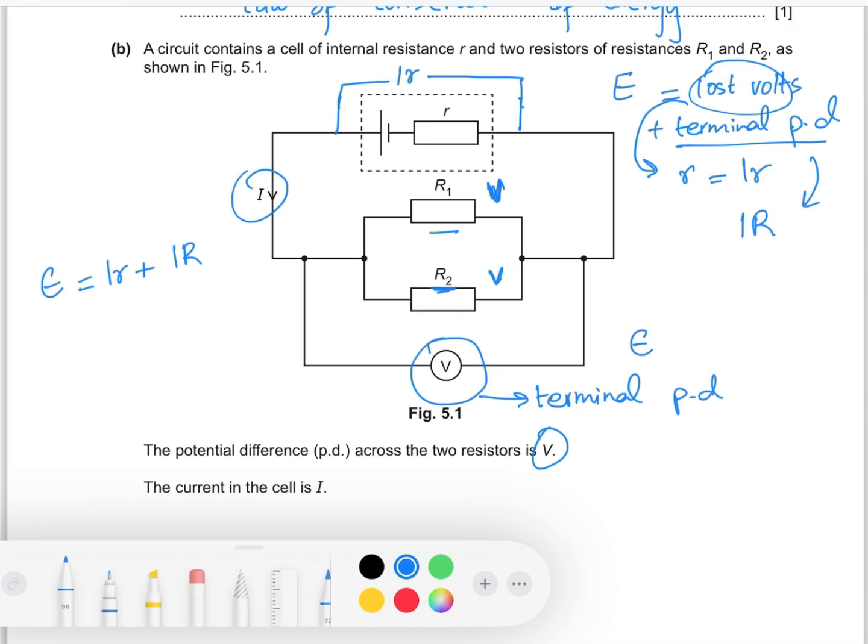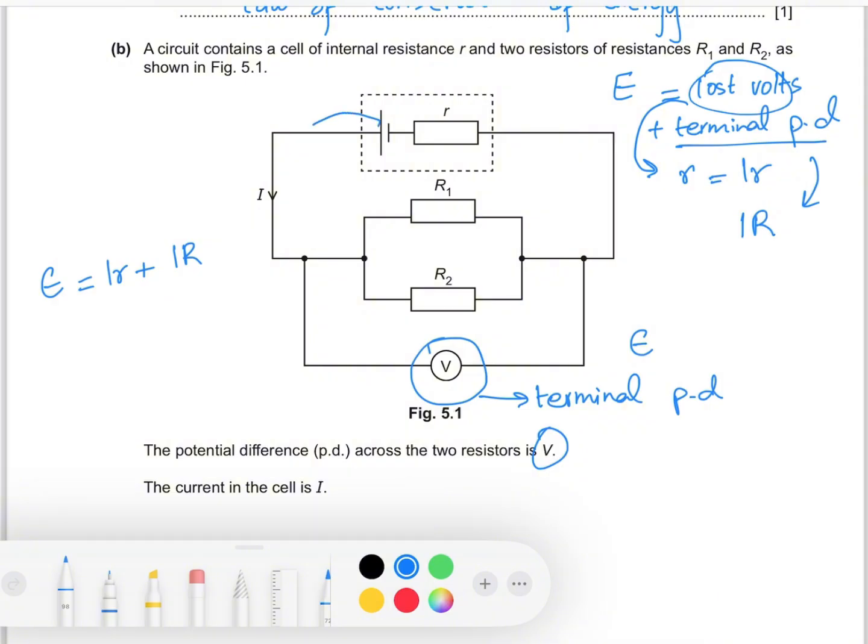So the current in all the components in a series circuit is the same. That means the current that's passing through the internal resistor is also capital I, and the current inside the remaining circuit is also I. Now the value of current will be different when you consider the resistors, and that's because according to Kirchhoff's first law, the sum of the currents moving into a junction will be equal to the sum of the currents moving out of it.